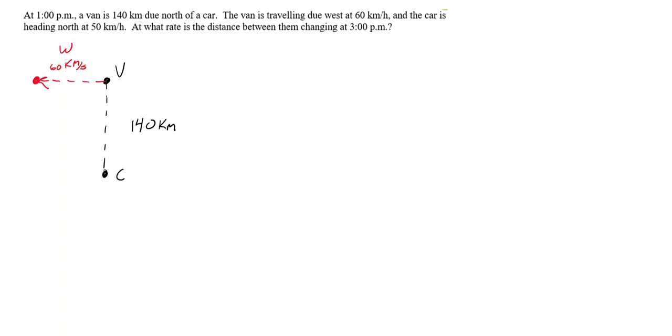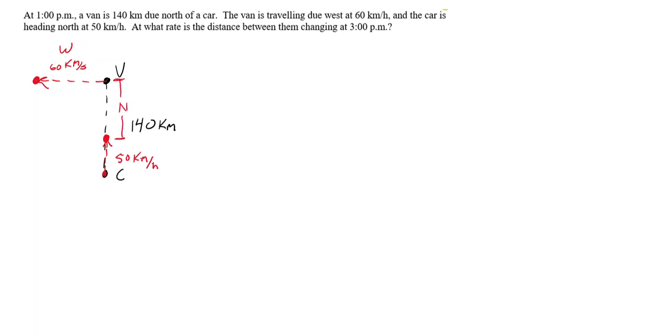And then we have a car, which is headed north at 50 kilometers per hour. So it's heading this way, and it's going to be somewhere here now, after that time. We're going to call the distance from the van, from here to here, N for north.